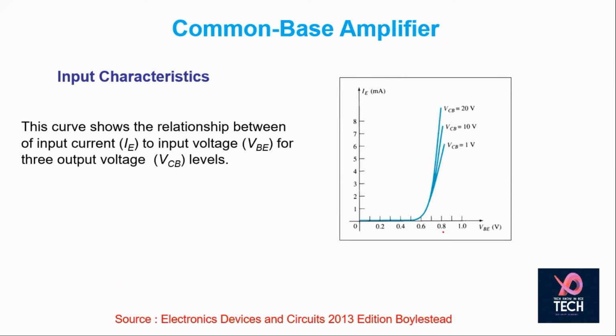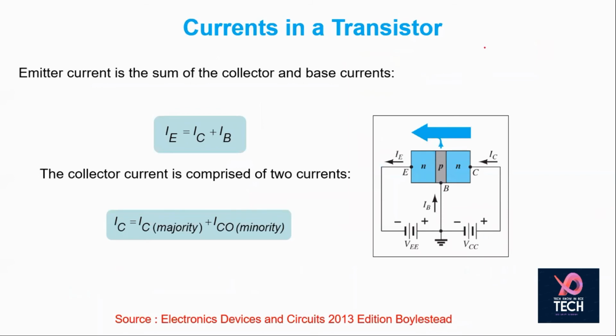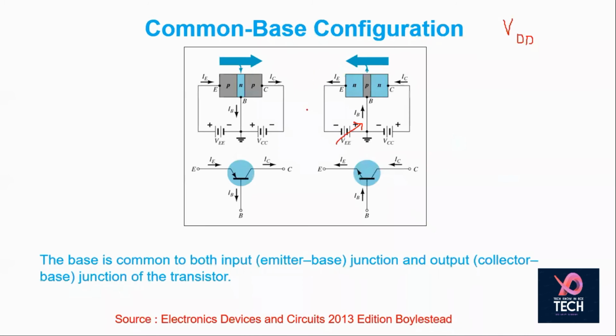So here you can see, this is your VBE. We are changing VBE, and correspondingly we have different values for VCB. In the first case, we have made this collector base voltage 1 volt. Now we start varying this voltage, and we have an ammeter here. This is a milliampere meter, so on this we will note a reading.